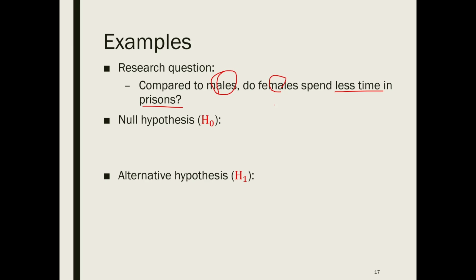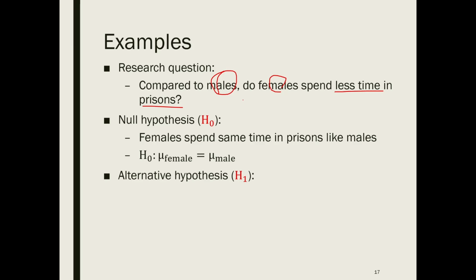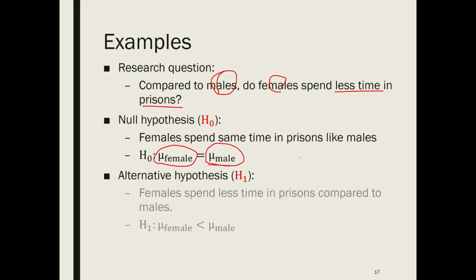If gender has no impact on length of incarceration, the male and the female will spend almost a similar time in prison. That's where the null hypothesis is. Okay, females spend the same time in prison as males, or you can say males spend the same time in prison as females, it doesn't matter. Okay, and since this is the t-test, we use the population mean of female equals the population mean of male, right? For the alternative hypothesis, like we showed previously, there are different ways to write it down.